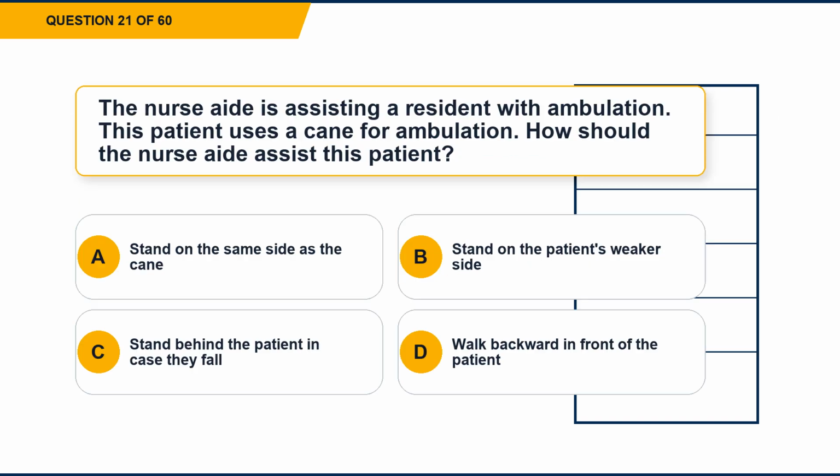Question 21. The nurse aide is assisting a resident with ambulation. This patient uses a cane for ambulation. How should the nurse aide assist this patient?